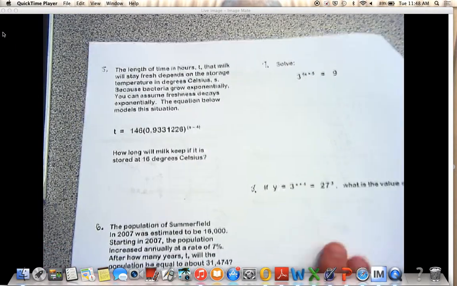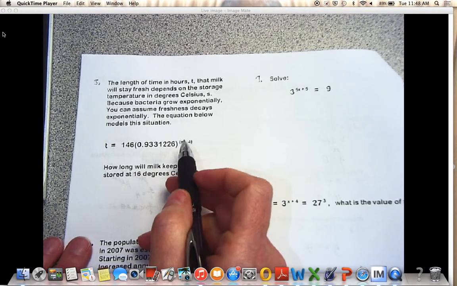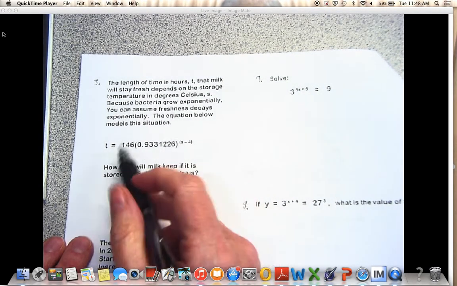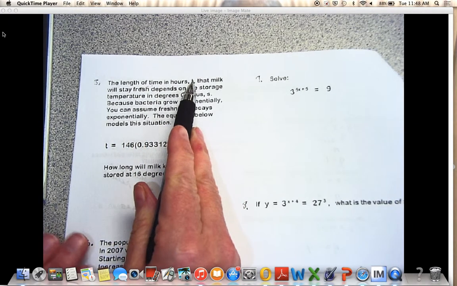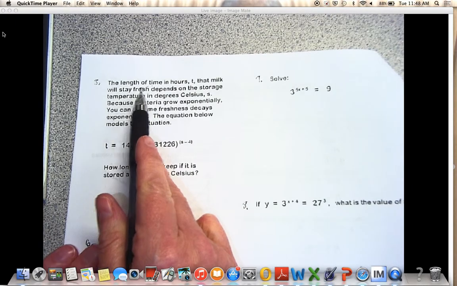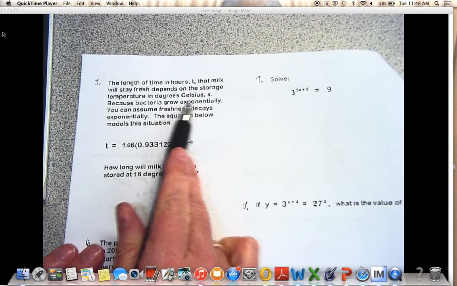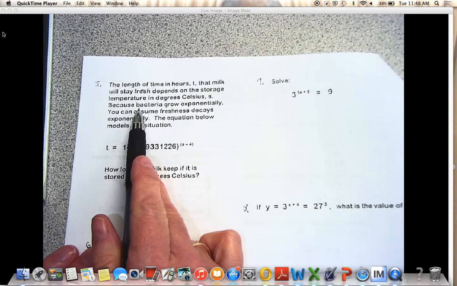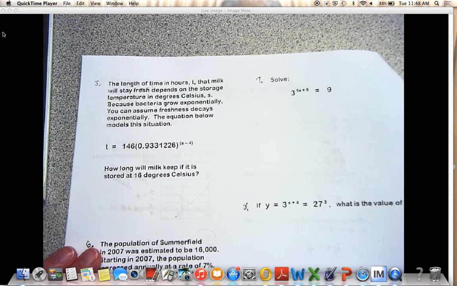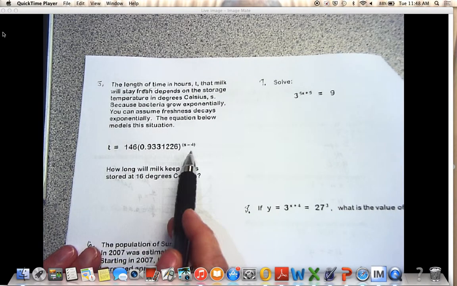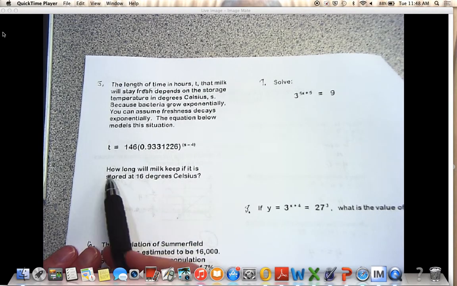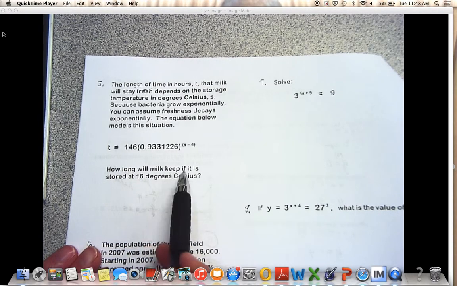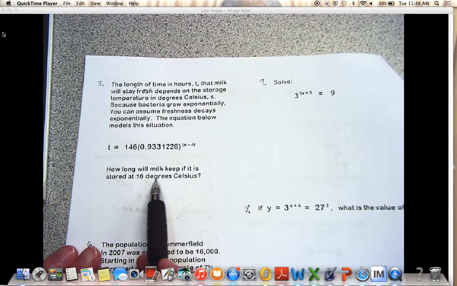On 5, fairly straightforward. You just want to be careful with the variables, what the variables represent. It says the length of time in hours T that milk will stay fresh depends on the storage temperature in degrees Celsius S. Because bacteria grow exponentially, you can assume freshness decays exponentially. The equation below models this situation. So not the prettiest number right here, but at least they give it to us. And then it says, how long will milk keep if it is stored at 16 degrees Celsius?